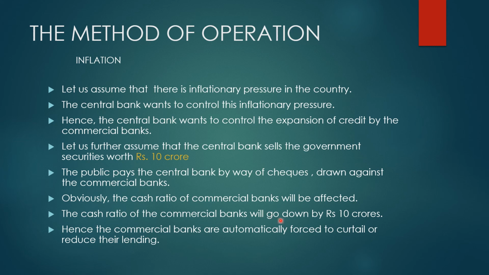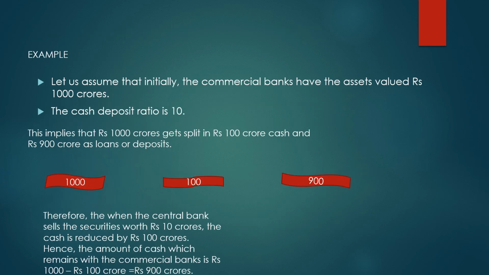The cash ratio of commercial banks will go down by 10 crore because securities have been sold to the value of 10 crores, so the commercial banks' cash goes down by the same amount. Hence, the commercial banks are automatically forced to curtail or reduce their lending, right? Because their cash goes down by 10 crore and their business is to lend. Now, you can't do the lending. You have to reduce the lending to the extent of 10 crores. So, this is how the function happens.